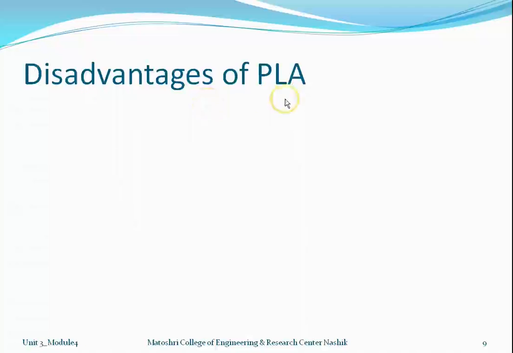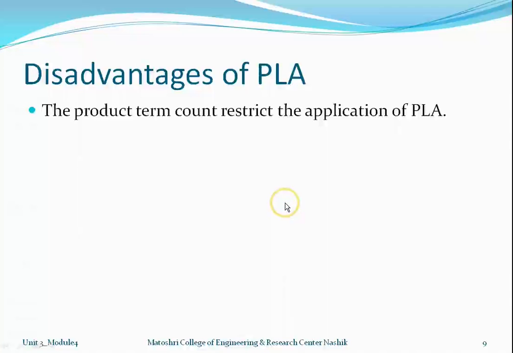Now let's move to the disadvantages. There are three disadvantages. The product term count restricts the applications of PLA, meaning the product terms generated for the output are restricted in the case of PLA. It is also not easy to use, because the conversion from AND array programming to OR array programming is very complicated, and the inverting and non-inverting output logic is also very complicated. So that's why it is not easy to use.